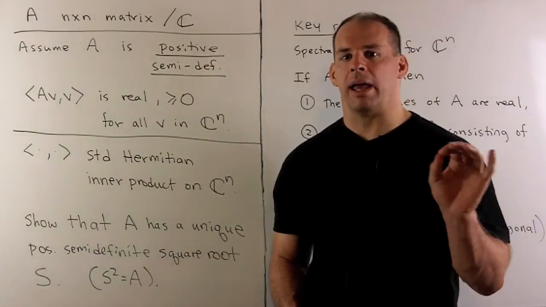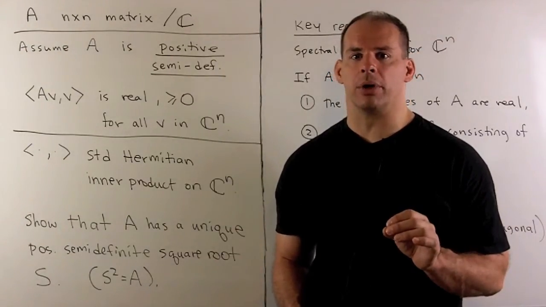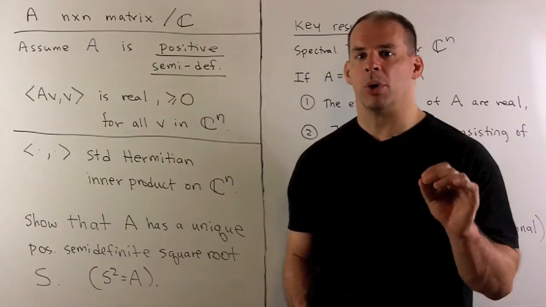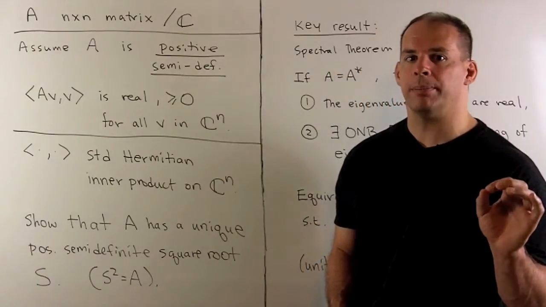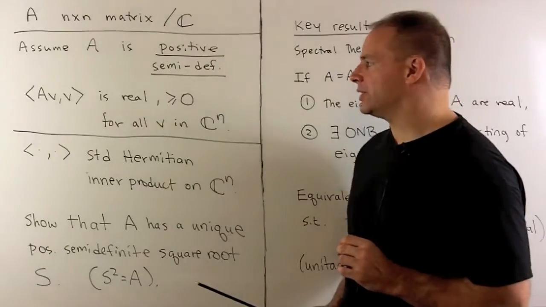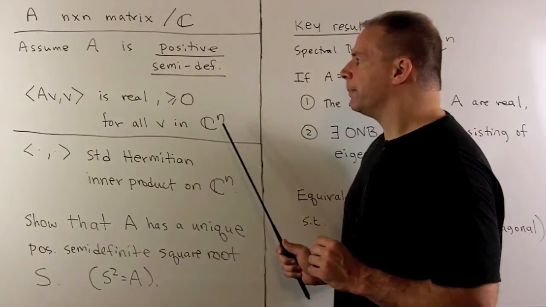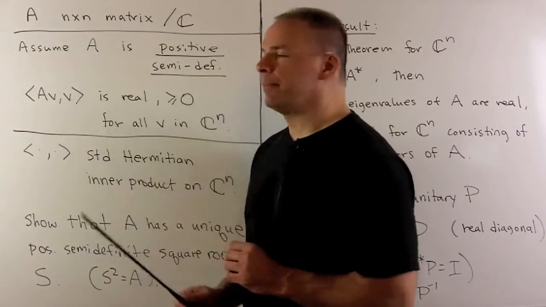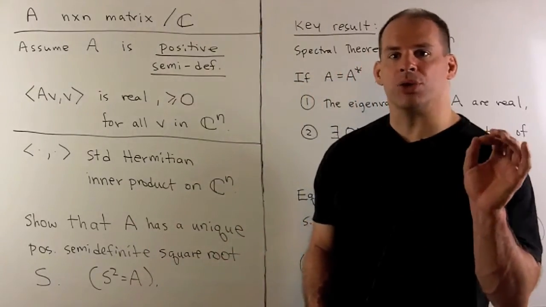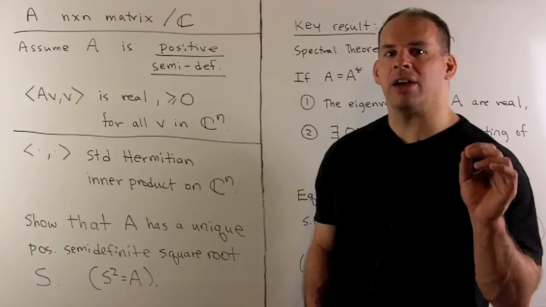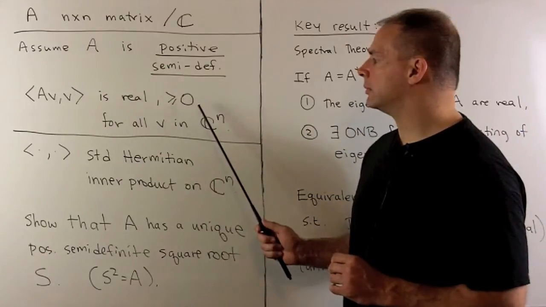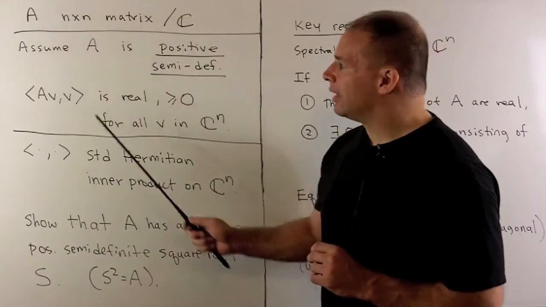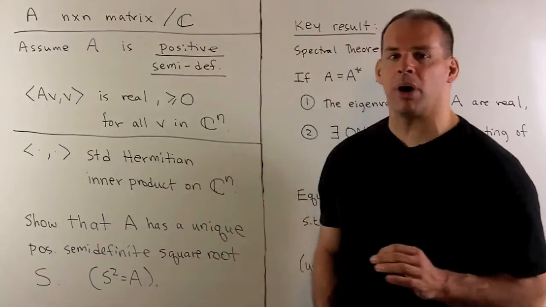Let A be an n by n matrix over the complex numbers. We'll suppose that A is positive semi-definite. So that means if I take any V in Cn, we take A times V, inner product with V, then that's always a real number, and it's greater than or equal to zero. Here, the inner product is the standard Hermitian inner product for Cn.